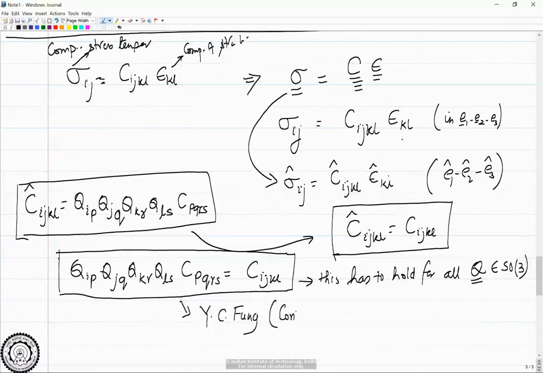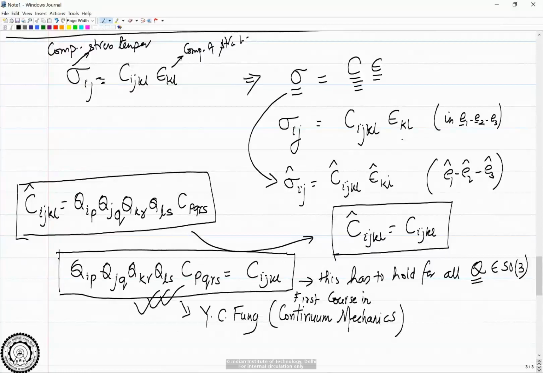I think it's Continuum Mechanics by YC Fung. Also available on internet, I think. Or maybe First Course in Continuum Mechanics. It's something like that. So in this book, you will find how using this relationship, they derive the fourth order isotropic tensor. It's a very nice exercise to go through. You must see the proof.